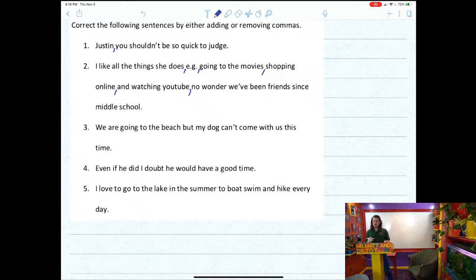The essential meaning of this sentence is I like all the things she does. No wonder we've been friends since middle school. That's the essential meaning here.